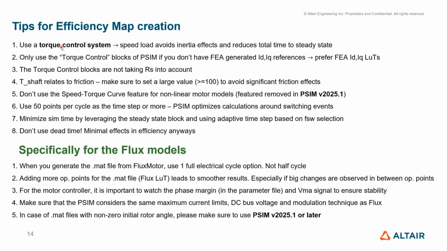One of the basic things is that you should use a torque control system, basically use a speed load instead of a torque load to avoid inertia effect and reduce the total time to steady state. If you have ID and IQ references from an FEA tool or from experimental processes, like lookup tables that connect ID, IQ with torque and speed, I advise that you work with them directly instead of relying on the torque control blocks inside PSIM to come up with the ID and IQ references.